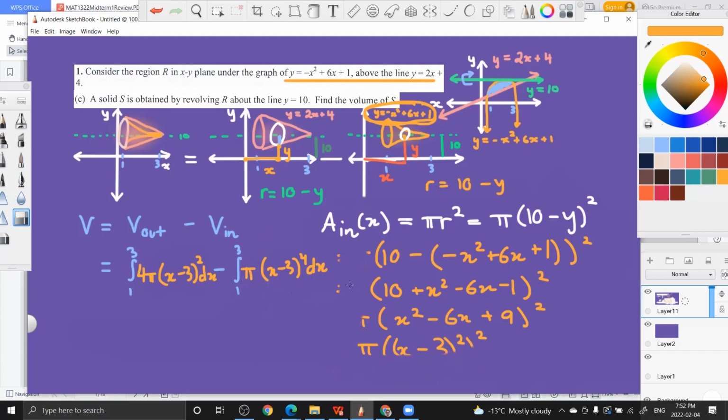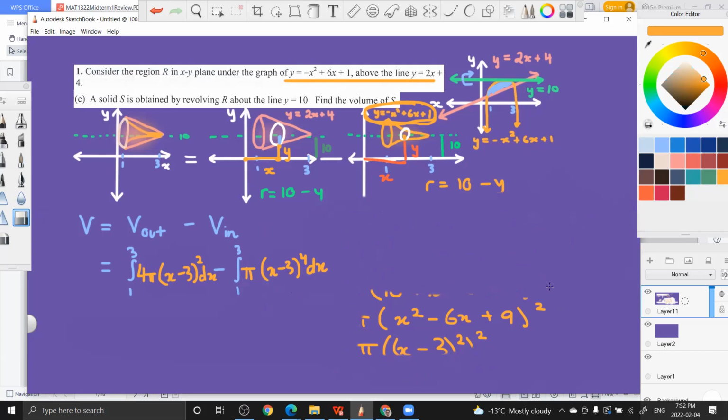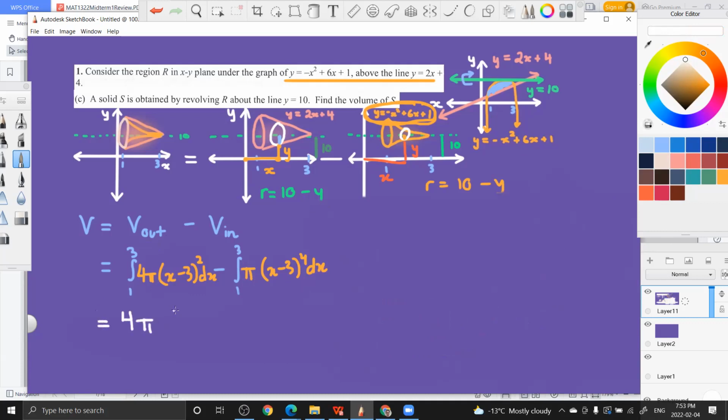So I guess the hardest thing you can say about calculus 2 is that coming up with the equation is the most challenging part. But if you know how to do it, then the final step to evaluate the integral is very simple. Since 4 pi and pi are just constants, you can move them outside the integral. You get 4 pi times the integral from 1 to 3 of x minus 3 to the power of 2 dx, minus pi times the integral from 1 to 3 of x minus 3 to the power of 4 dx.